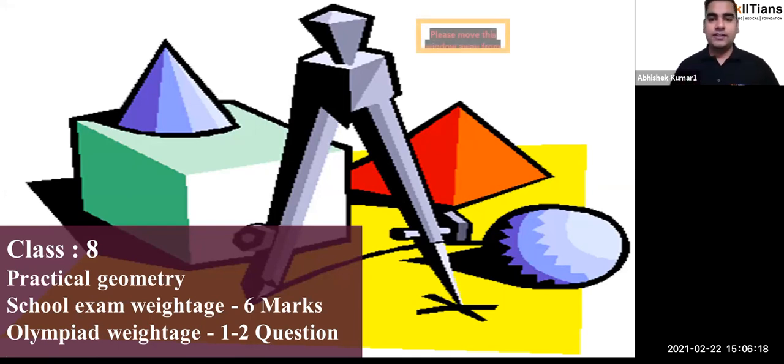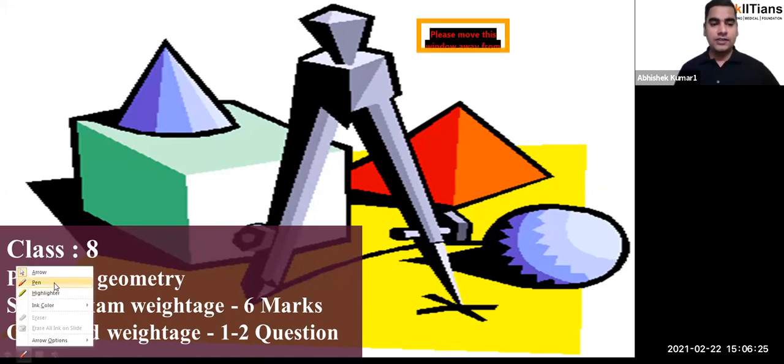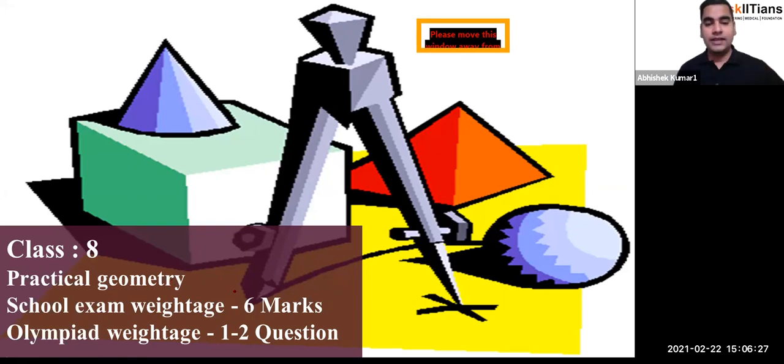Before we start this topic, it's very important to understand the weightage of this chapter as far as school examination and your Olympiad examination are concerned. In school examination, this topic carries around 6 marks. That means you can expect around two questions from this particular topic.